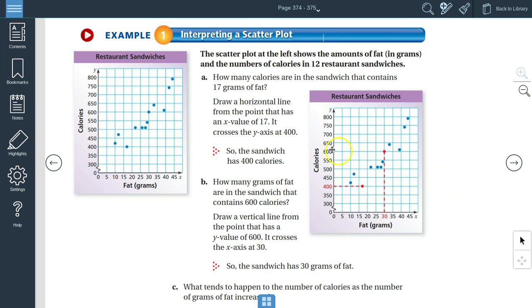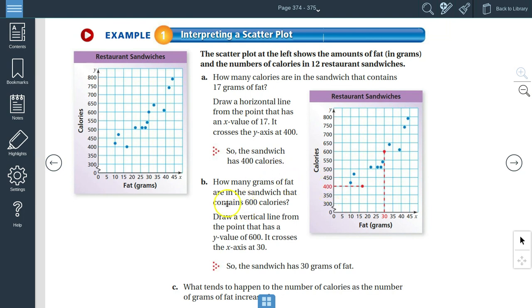So first question it asks up here in A is, how many calories are in the sandwich that contains 17 grams of fat? So you could go over to 17 right here, right between 15 and 20, and you could go up, and it looks like there's a dot there. So that would be 400 based on this graph. If you're given the X amount, you can just go up and see what the Y amount was.